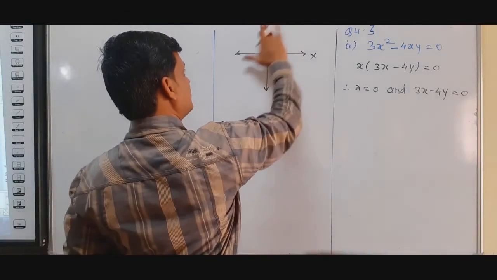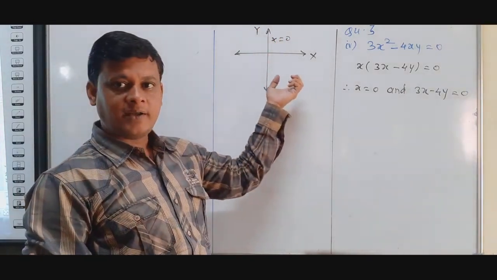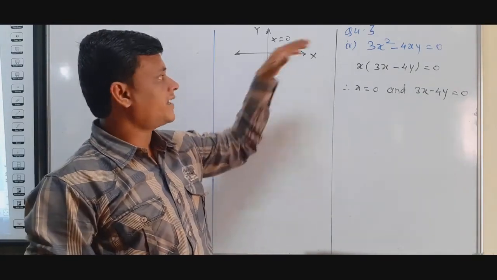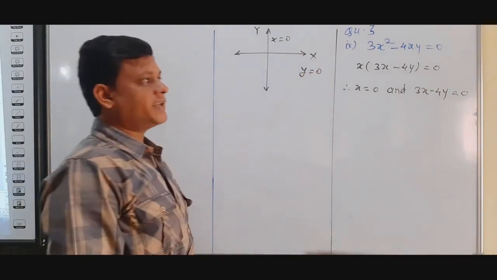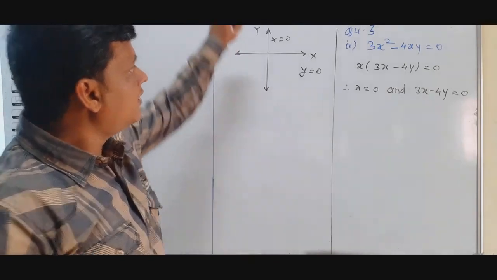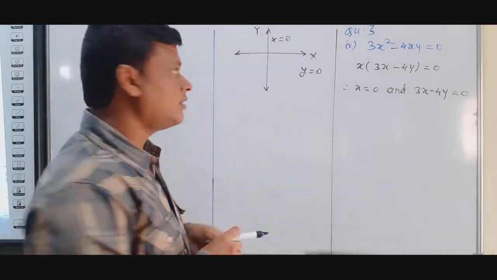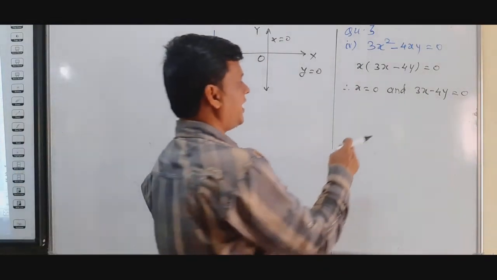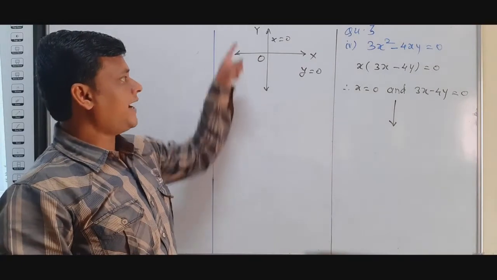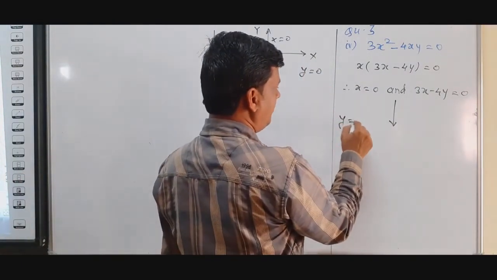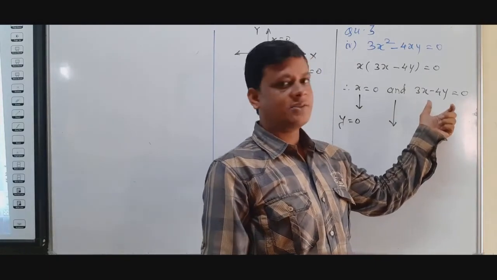So for that, we have to find the slope of x-axis. X-axis has angle 0 with itself. The equation of x-axis is y equals to 0, because we require a line perpendicular to this y-axis, and we know that the line perpendicular to y-axis is x-axis, and it also passes through the origin. So the equation of the line perpendicular to the line x equals to 0 is y equals to 0. Now we have to find the line perpendicular to the line 3x minus 4y equals to 0.